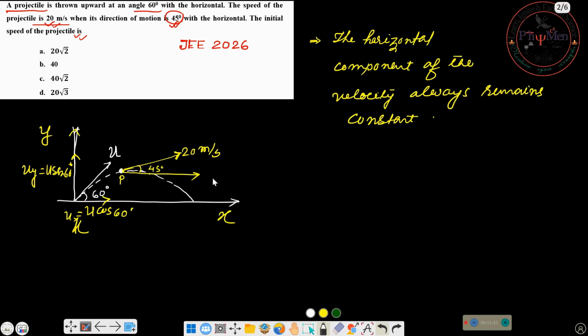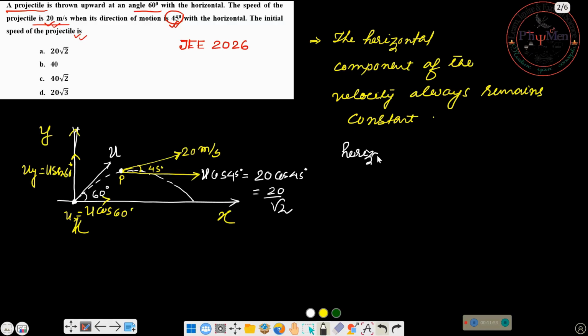At the point P, the horizontal component is v cos 45 degree, where v is 20, right? 20 cos 45 degree. So this will give you 20 by root 2. So this is your horizontal component of the velocity at point P, and this is constant, and this should be equal to the horizontal component of the velocity at the initial point.